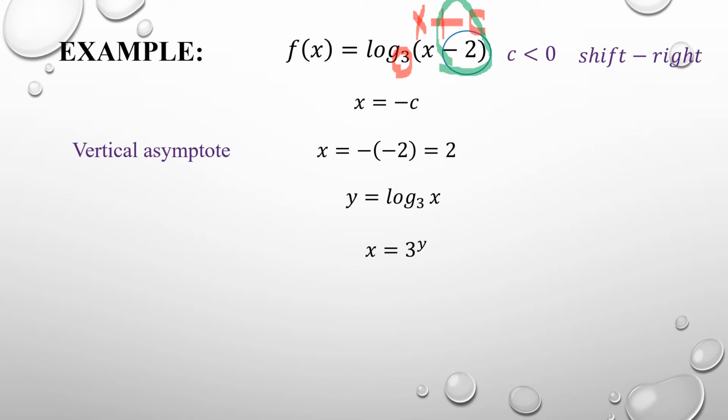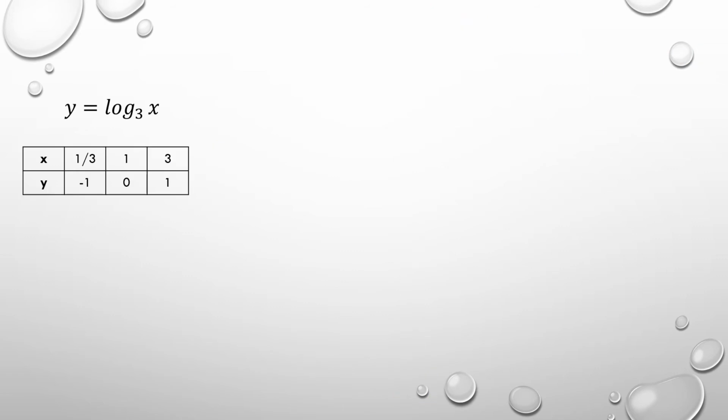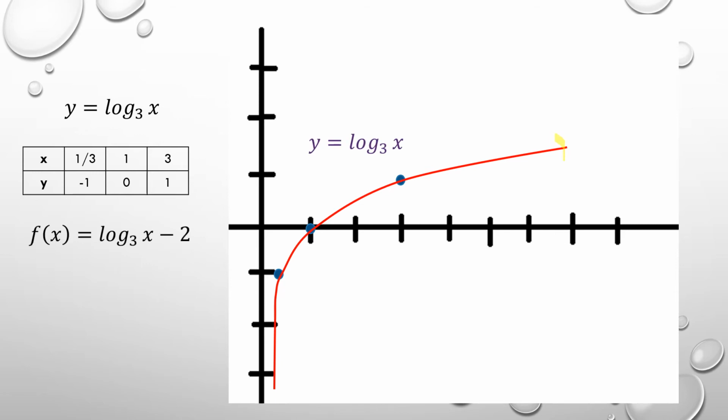Consider tayo ng ilang points sa ating parent function. Let's say, negative 1. So, we have x is equal to 3 raised to negative 1, which is equal to 1/3. So, pag negative 1 ang y, we have 1/3. Pag 0, we have 1. Pag 1, we have 3. Ito pa rin yung ating intercept sa parent function. So, we have 3 points na sa ating parent function. So, i-graph natin ang ating parent function. We have (1/3, negative 1), (1, 0), and (3, 1). So, ganito yung itsura ng ating parent function.